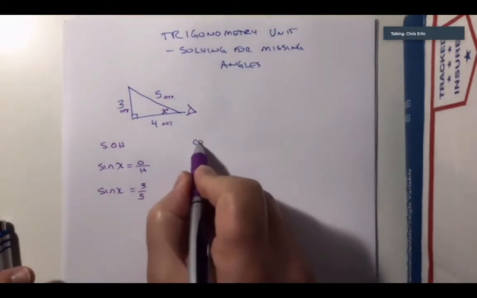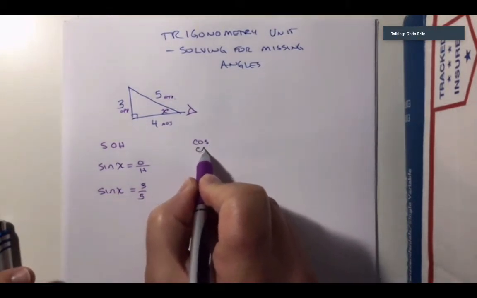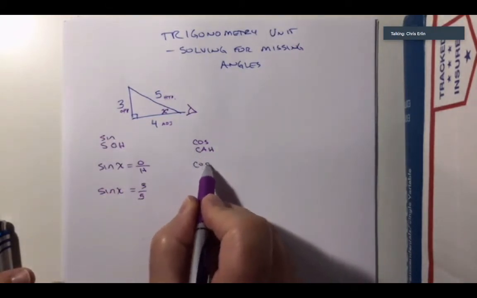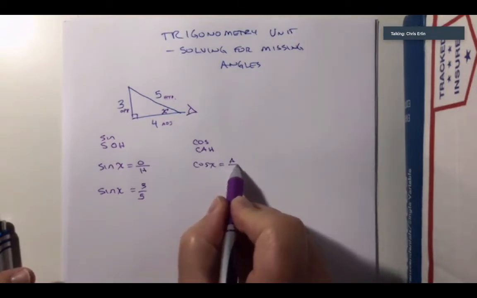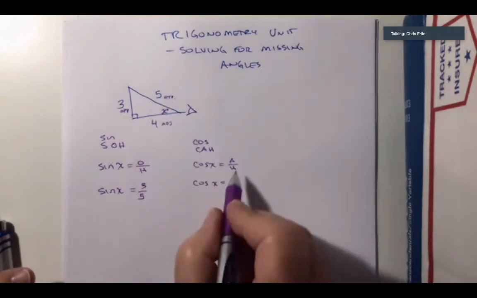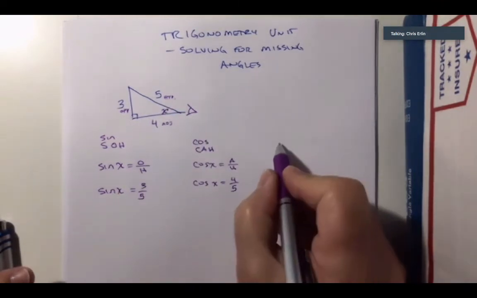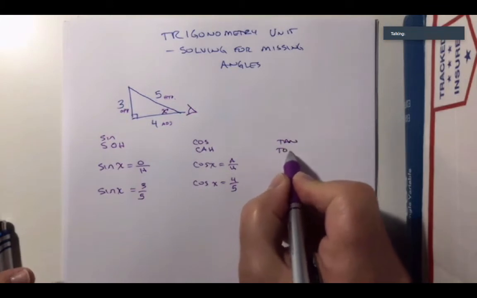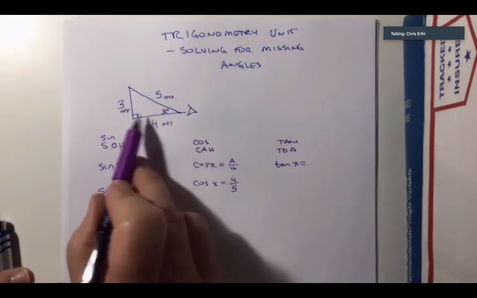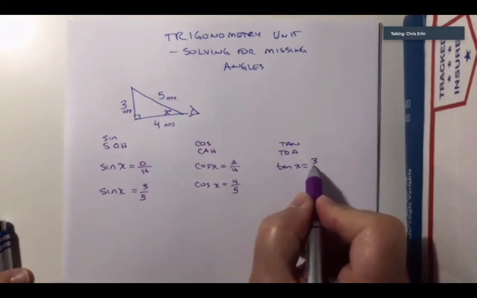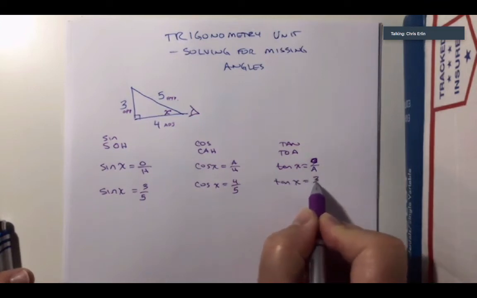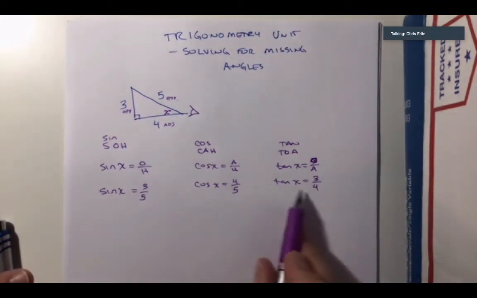If I were doing a cosine, on the other hand, that's a CAH, and the cosine of an angle is equal to the adjacent over the hypotenuse. In this case, the cosine of x would equal 4 over 5. And if I were interested in doing the tangent, I'd use TOA, and I'd say that the tangent of x would equal the opposite over the adjacent, so the tangent of x would be 3 over 4. I can use any one of these expressions.